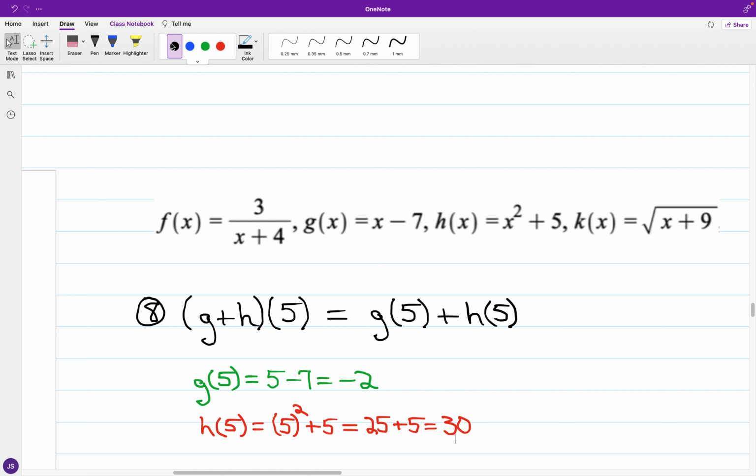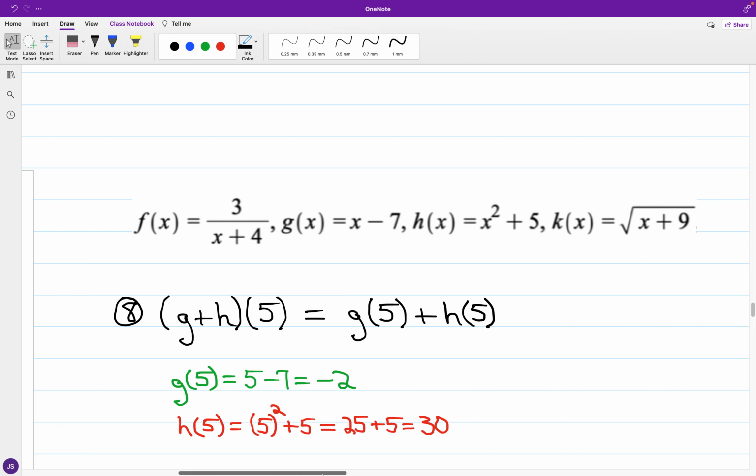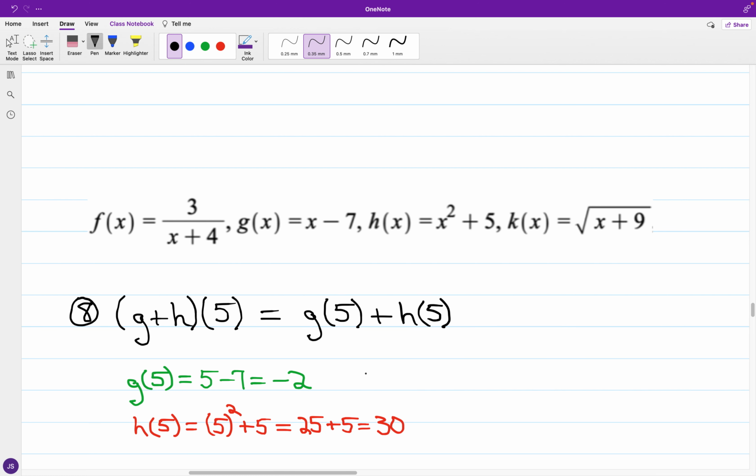Okay, and with the values of g of 5 and h of 5 now determined, we can go ahead and fill in. So with g of 5, we have negative 2, plus h of 5, which is going to be 30. And for the final output, we have negative 2 plus 30, which comes out to 28.